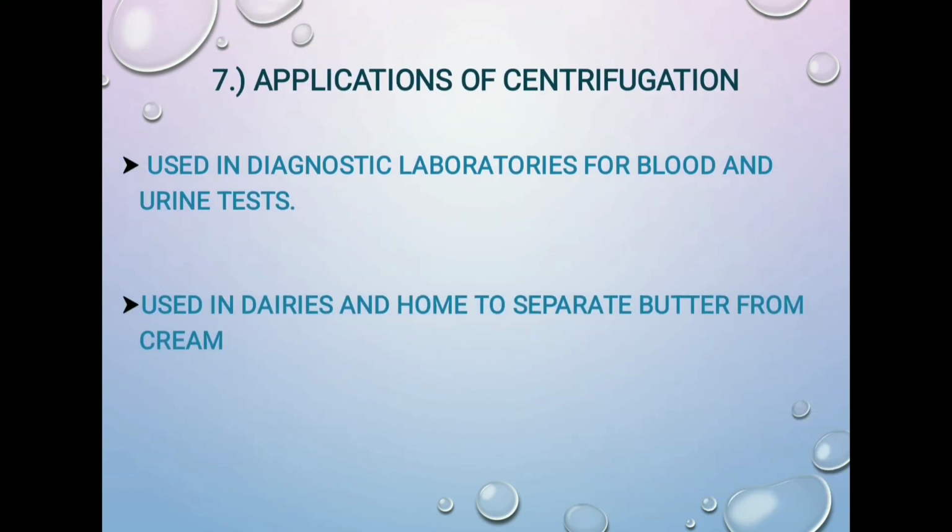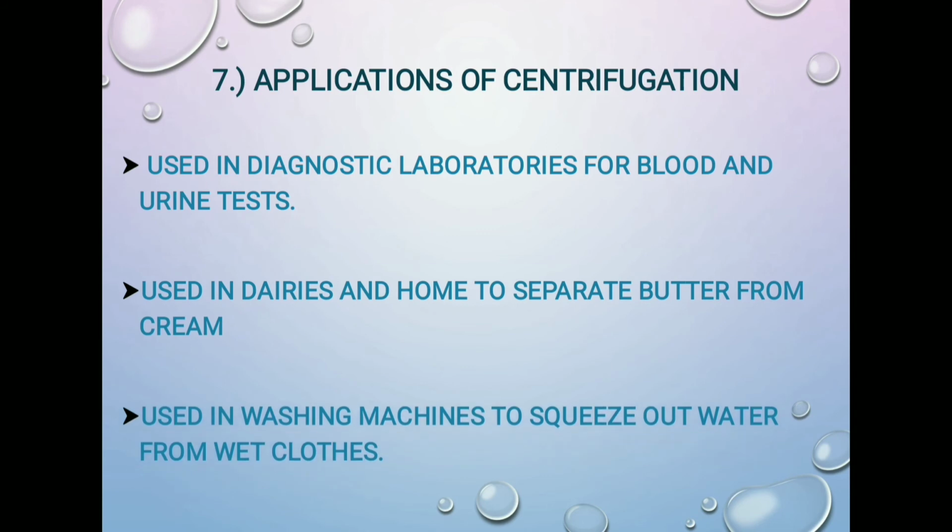Now our next topic is application of centrifugation. Number 1, the centrifugation process is used in diagnostic laboratories for blood and urine tests. Number 2, it is also used in dairy and at homes to separate butter from cream, as we have discussed. Then number 3, it is also used in washing machines to squeeze out water from wet clothes.